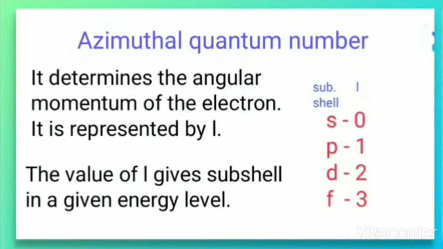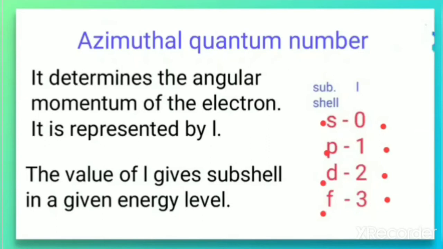Next is the azimuthal quantum number. It determines the angular momentum of the electron. It is represented by small l. The value of l gives the subshell in a given energy level. The subshells are S, P, D, F. So, if the subshell is S, then the azimuthal quantum number l is equal to 0. For P, it is equal to 1. For D, it is equal to 2. And for F, it is equal to 3.